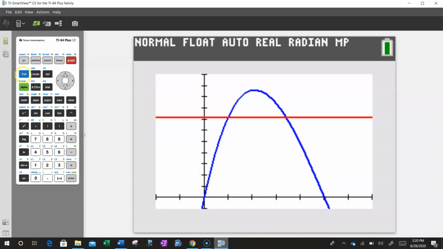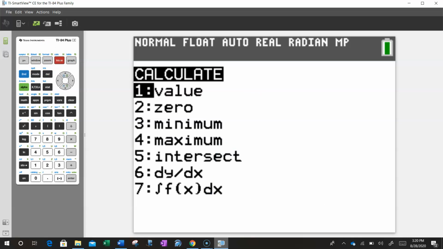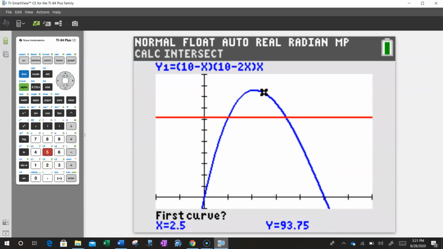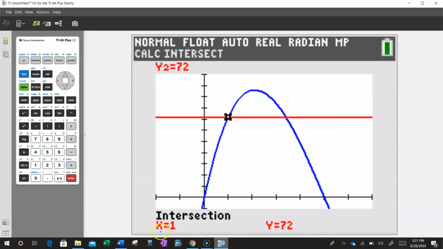Remember to do that, we hit second, trace, we're going to go to intersect, but because there's more than one intersection, we have to take our cursor and scroll over, and I try to get right on top of one of the intersections, and then when you do, you're going to press enter, enter, enter, so that it knows that's the one you want. And we can see that one of those intersections is at 1, 72.